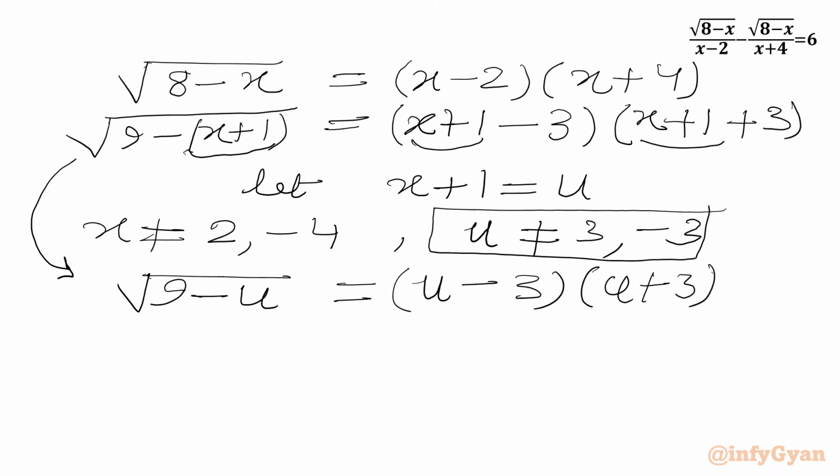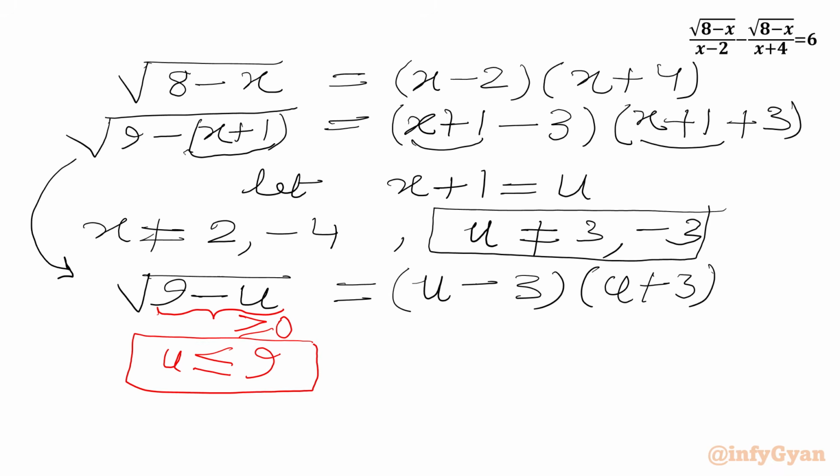Now we'll talk about domain of this equation. So our radicand must be non-negative. This should be greater than or equal to 0. So u must be less than or equal to 9. From left hand side, if solutions are real, then u must be less than or equal to 9. Now from right hand side, our RHS must be non-negative, but u cannot be 3 or minus 3. So it should be greater than 0 only.